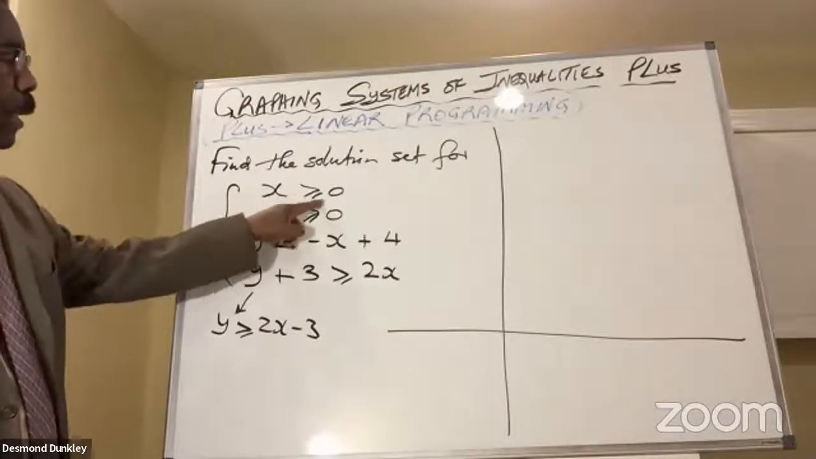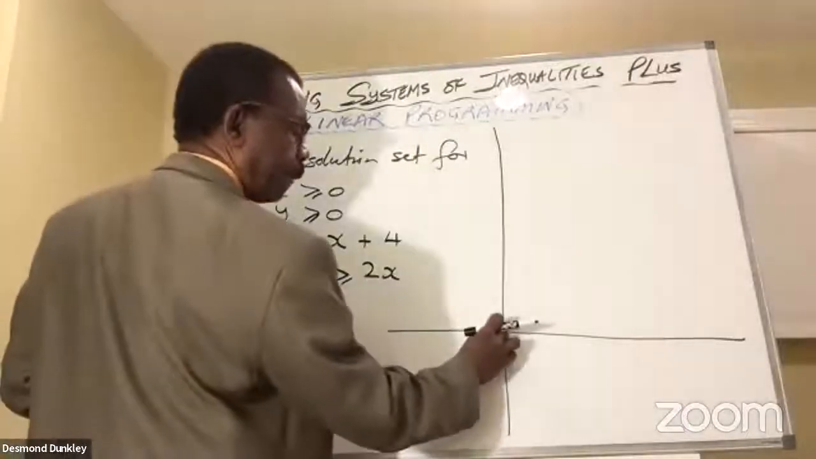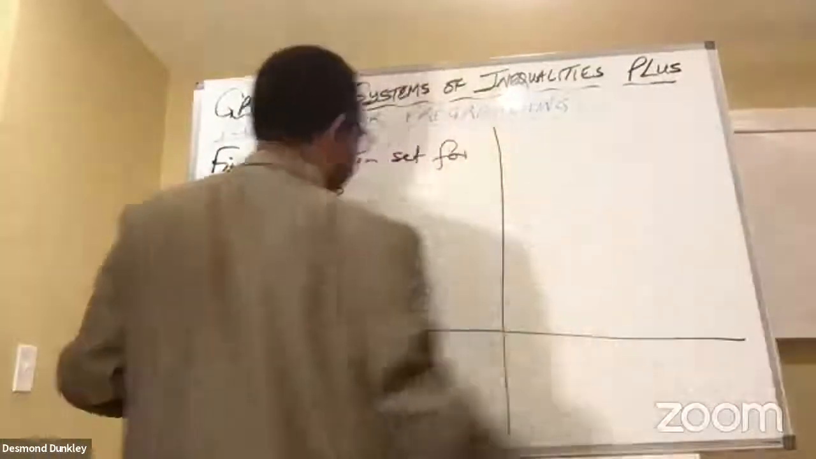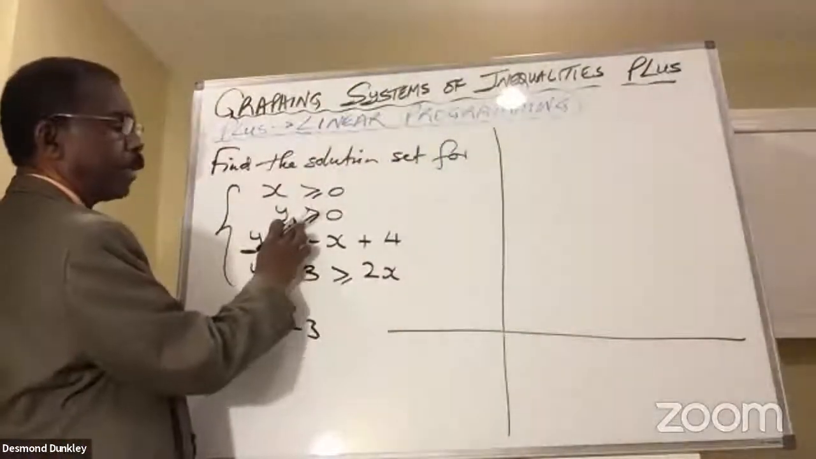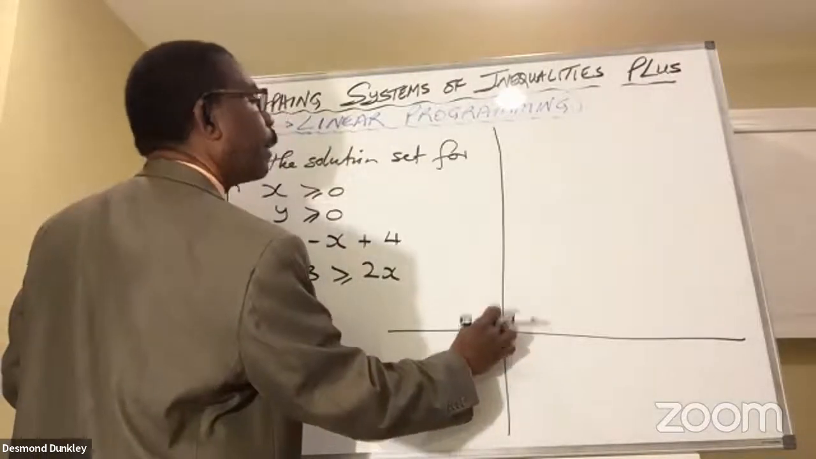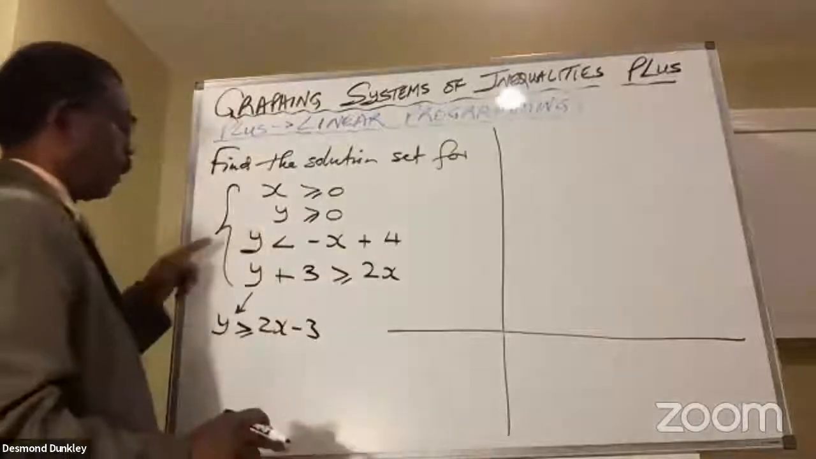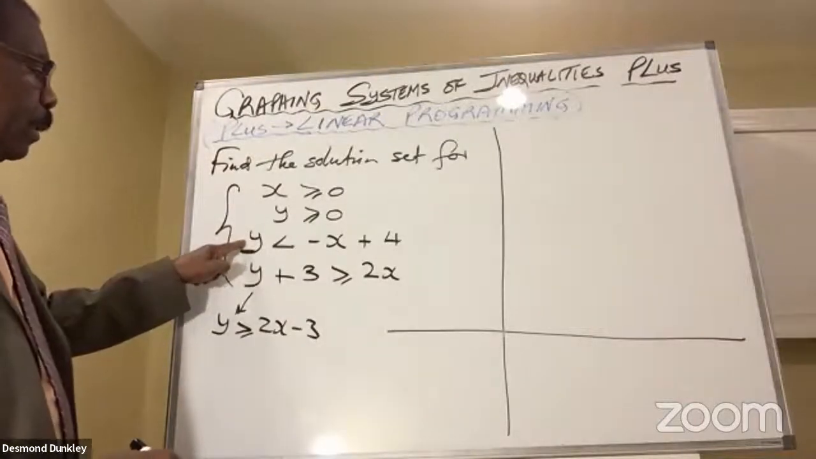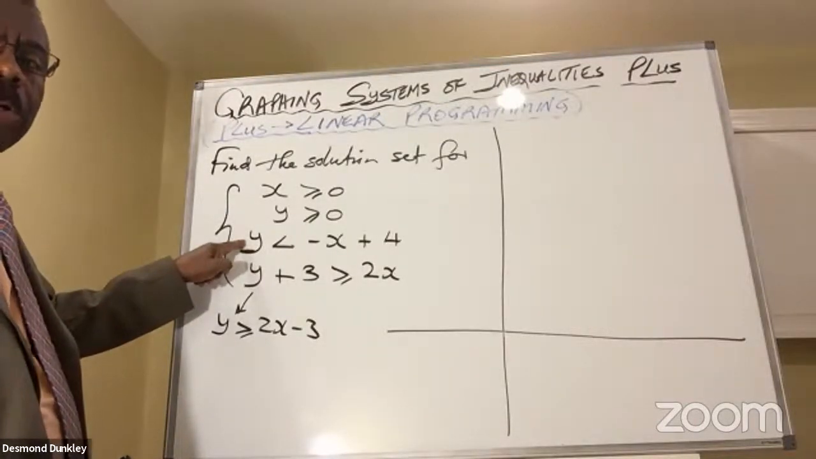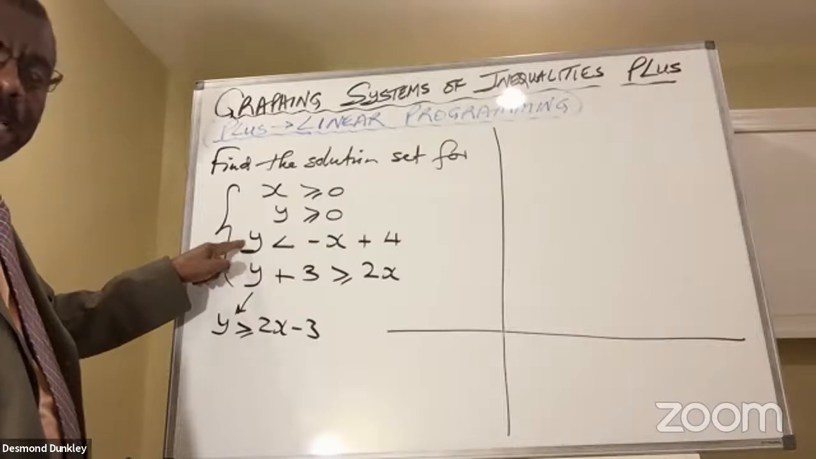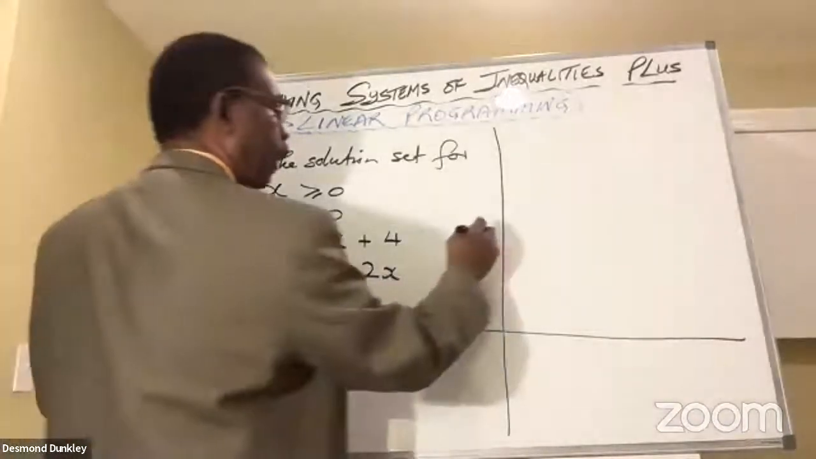So x greater than or equal to 0 will be everything from here to infinity. Y greater than or equal to 0, everything from here to infinity. So this is what we're working with. Now we need to get to this one. Y equal to negative x plus 4 is our boundary.